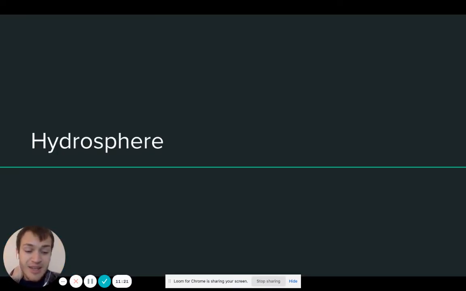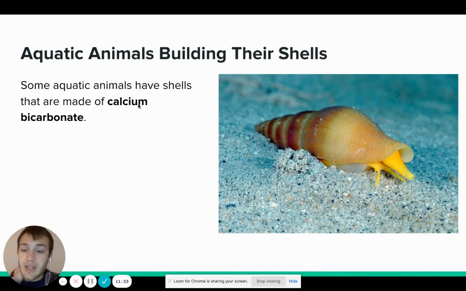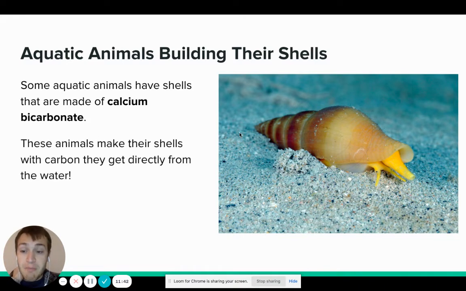All right, next is the hydrosphere. Carbon can leave the hydrosphere a few different ways. First is aquatic animals building their shells. Some aquatic animals have shells that are made of calcium bicarbonate, so you can see carbon's right in that word. When these aquatic animals build their shells, they're actually just taking carbon right from the water and putting it into their bodies, into their shells.